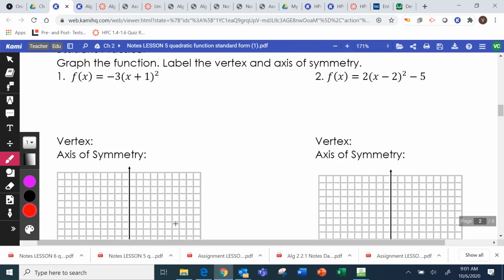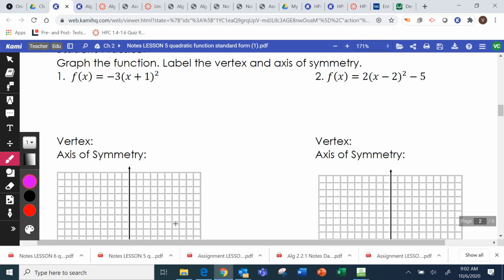Let's just talk about the vertex. I don't want to take the time to graph all of these because this would be a very good review if we were on a different day. But since we were just doing vertex form, we just graphed one, we're going to keep moving on. Graph the function, label the vertex, axis of symmetry. Let's just do vertex and axis of symmetry. So for this one, the vertex.